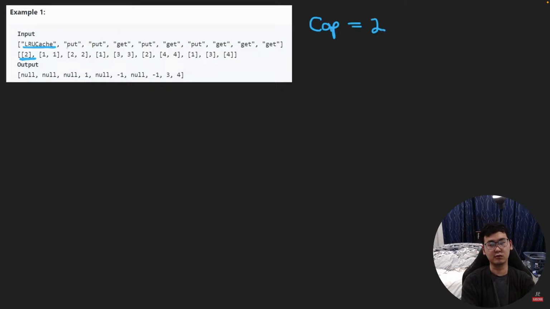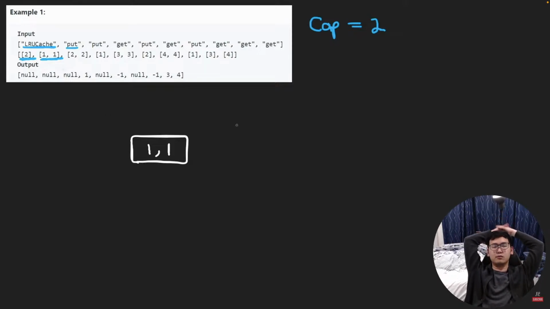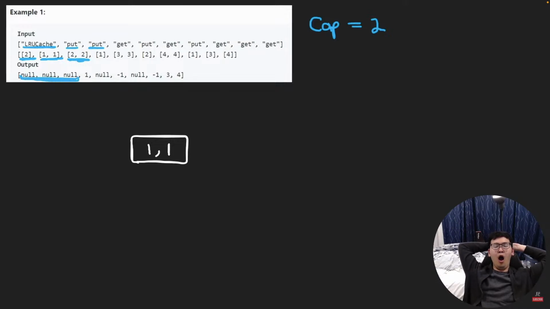And the next operation is put. So we're putting a pair of 1, 1, key 1, value 1. And we're going to keep these kind of in order, right? Because we want to remove the least recently used. So we got to kind of remember in what order are we adding these values in. The next one is another put operation, and we're putting 2, 2. Of course, for these first 3 operations, we're not really returning anything. So the output is going to be null.